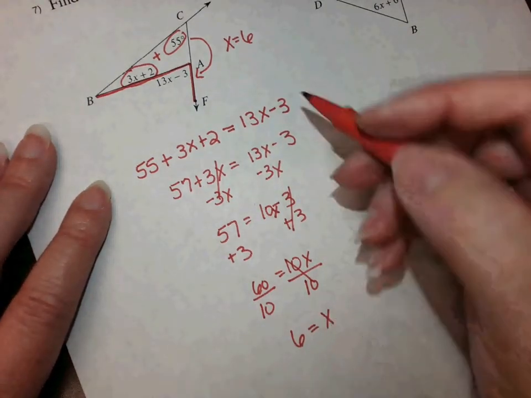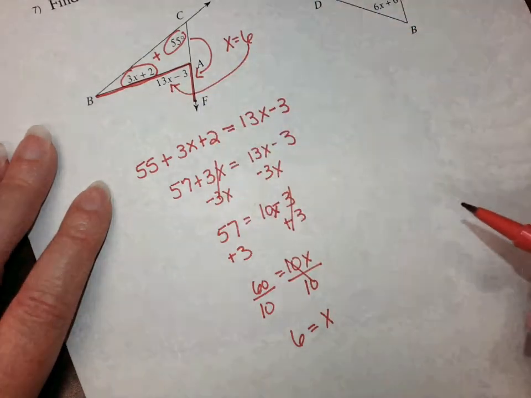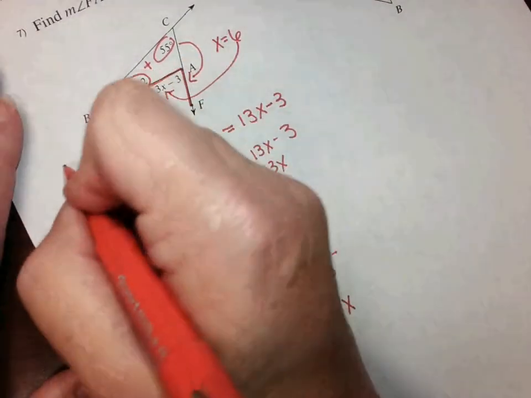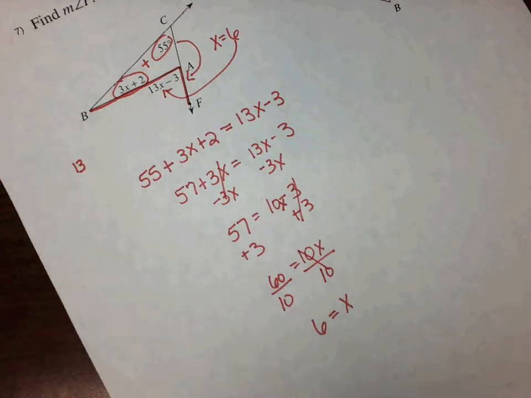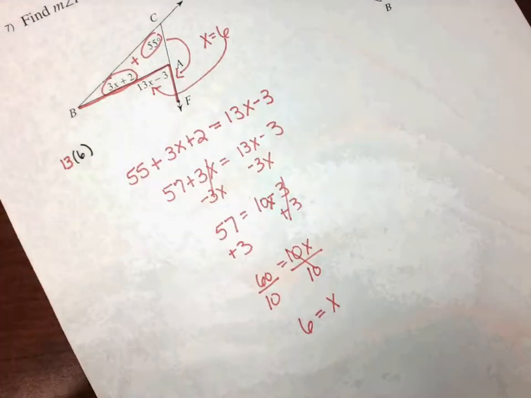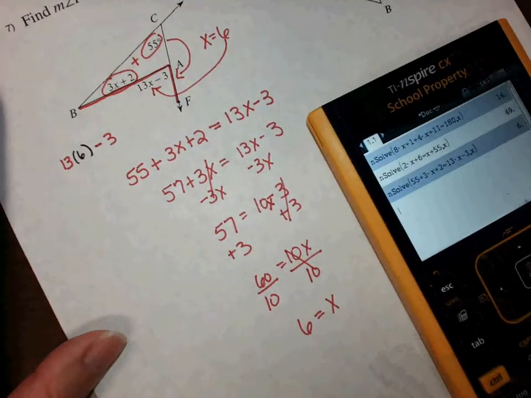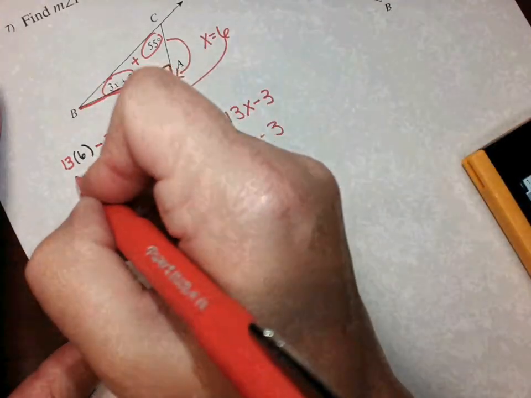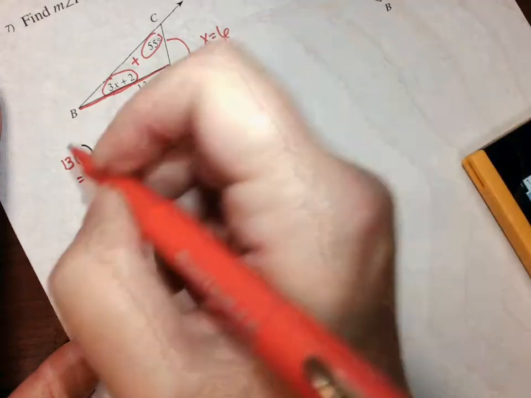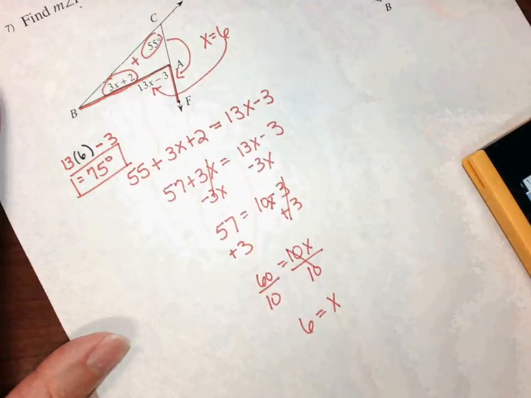Alright, now I'm going to take this value for x, and I'm going to plug it in right there. So I'm going to do 13 times 6, that's my input, minus 3. So 13 times 6 minus 3 equals 75 degrees. That is the measure of angle FAB.